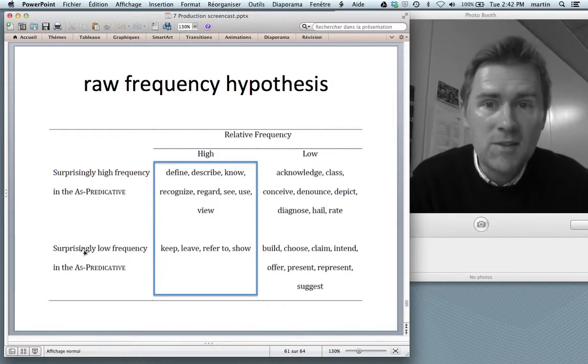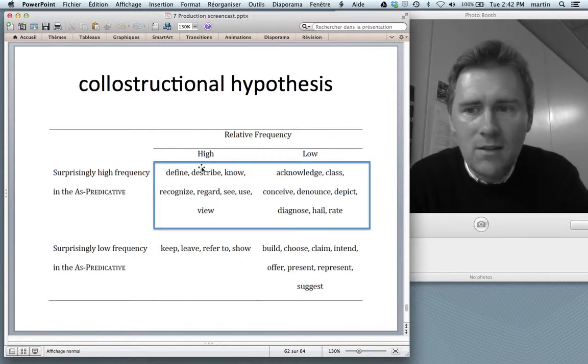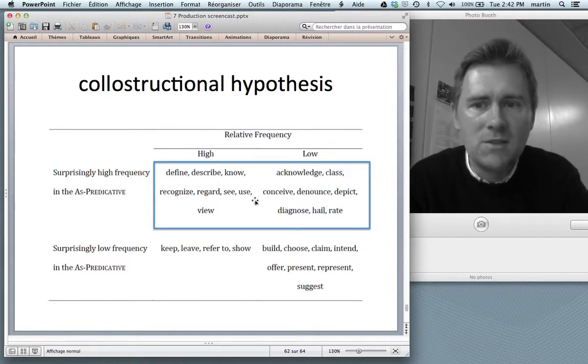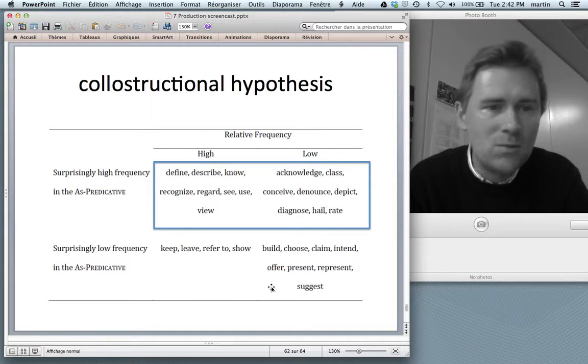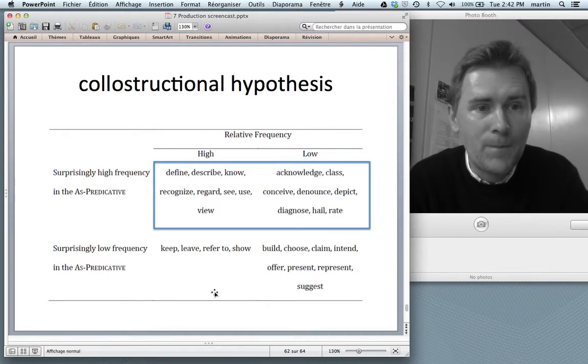And the question now is, is the raw frequency hypothesis right? And these verbs cue strongly for the as predicative and these don't? Or is it rather the case that these surprisingly high frequency verbs cue the as predicative and the surprisingly low frequency ones don't, even though there may be high frequency verbs if we look at relative frequency?